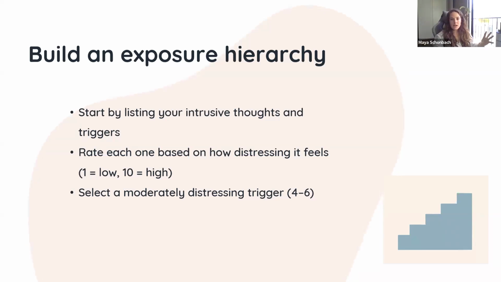And then once you've done that, you're going to look at your whole list and select a trigger in the middle range, something that feels uncomfortable. It does trigger distress, but it's doable. So we usually recommend starting with something that you've rated around 4 to 6. So again, something that's not too easy, but also not too overwhelming. Just enough to start practicing. And then this exposure hierarchy becomes kind of like your roadmap for your whole ERP journey. And again, you can go back and modify and change and update, but this is really the starting point.